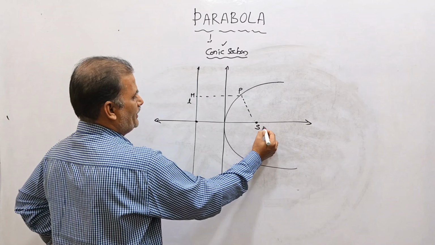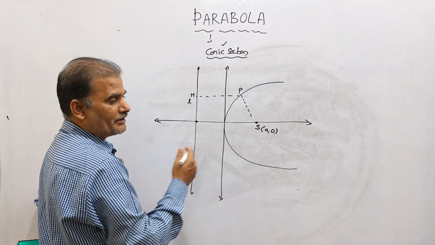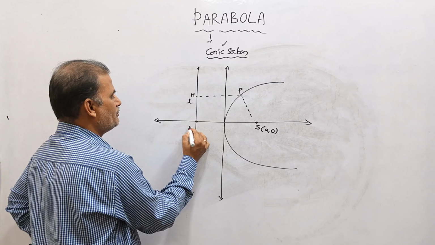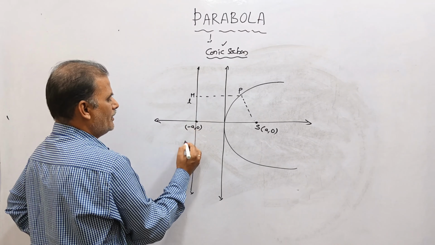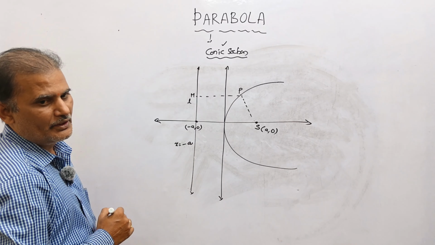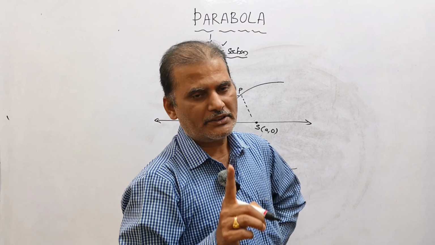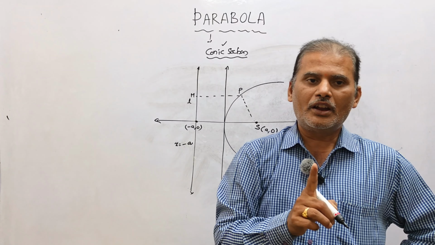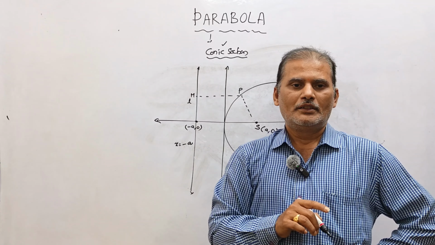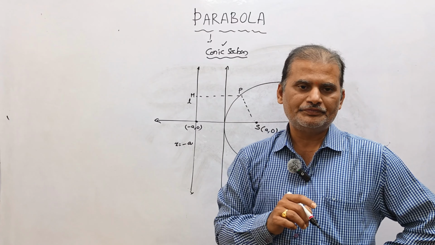Now the S point is a comma 0 because it is in the first quadrant. Now the distance between these two are equal, therefore it should be minus a comma 0. That means x is equal to minus a. If you observe the figures carefully, then you can understand without any confusion of any formula regarding parabola. If you can't understand, it means you are not listening properly.